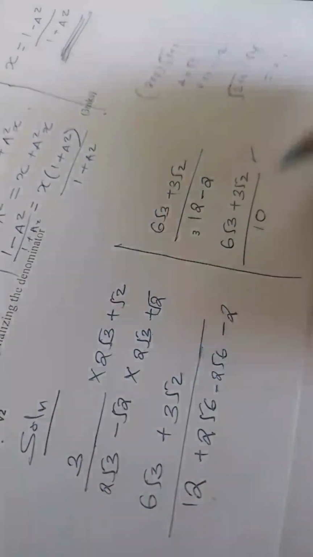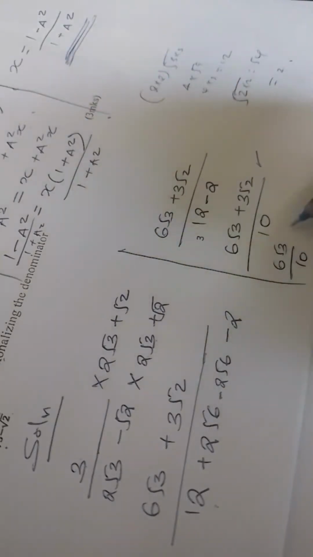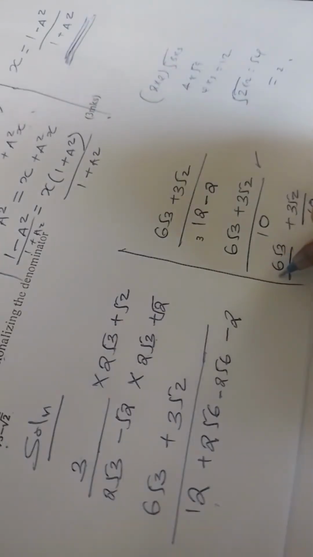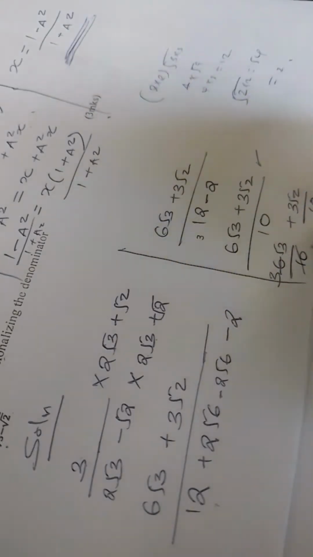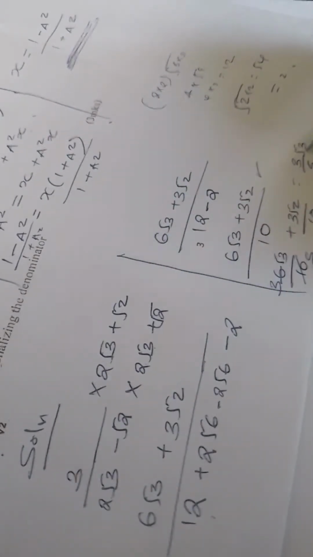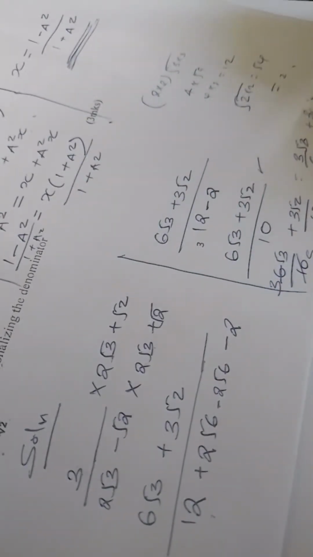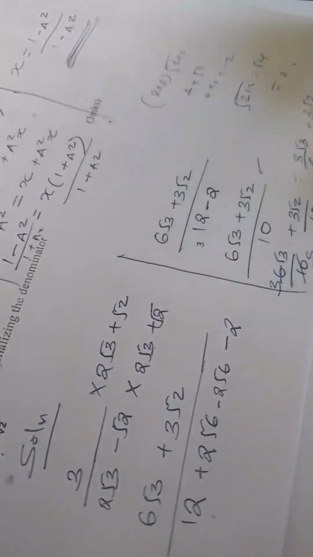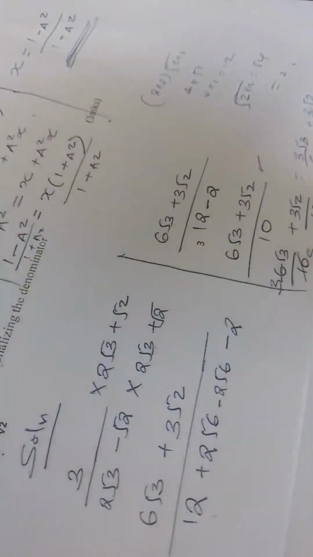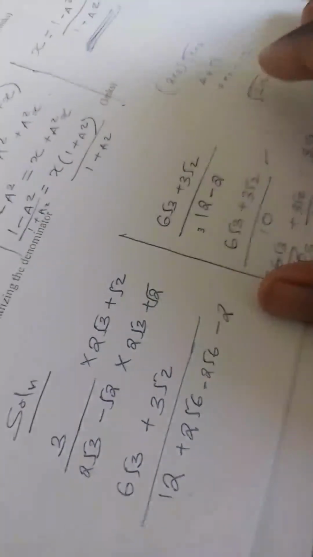So if it will be 10 finally, you can leave it like that, or you can write 6 root 3 over 10, then plus 3 root 2 over 10. So we can simplify by 2, 3 by 2, 5. So finally it gives 3 over 5 root 3, then plus 3 over 10 root 2. So that is how the answer is supposed to be. That is the question number 6.